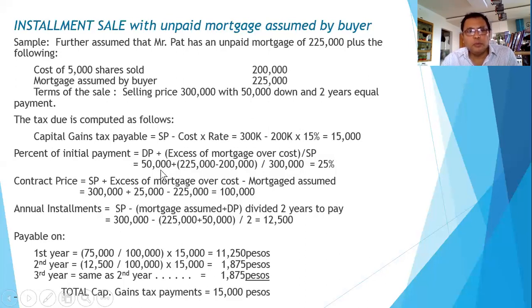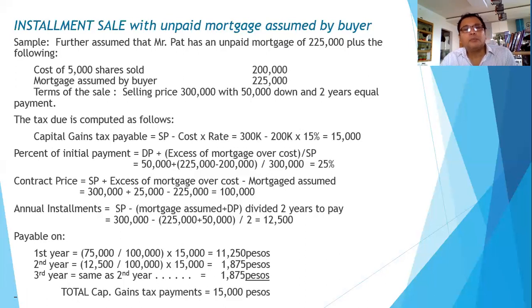So here we replace with numbers. Down payment is 50,000. The excess of mortgage over cost is 225,000 minus 200,000. This is the cost. Then divided by the 300,000 selling price in order to get the percentage of initial payment. Is it more than 25% or 25% or less?